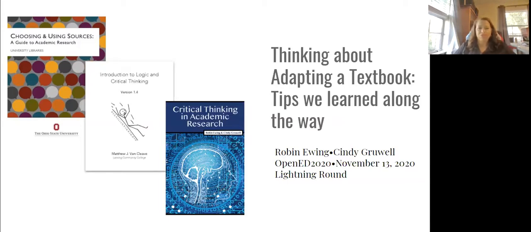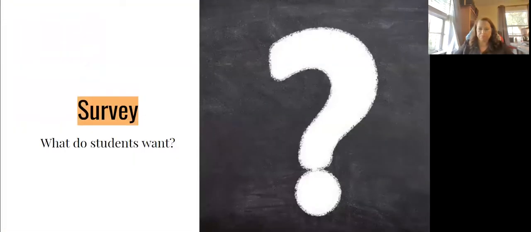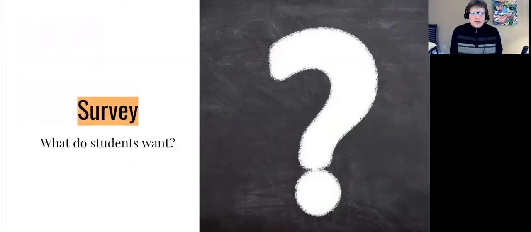We adapted 2 textbooks to equal 1. Choosing and Using Sources and Introduction to Logic and Critical Thinking are the 2 we selected to create Critical Thinking in Academic Research. In this session, we'll share the tips for adapting a textbook and the lessons we've learned so far. So we thought it might be a good place to start by finding out what students think of textbooks in general and what they thought about the textbook we were using for our class.